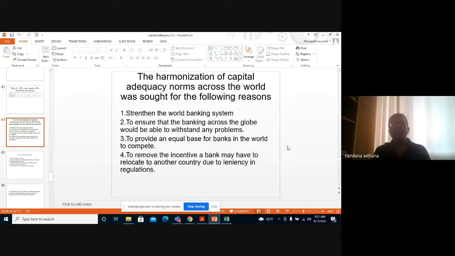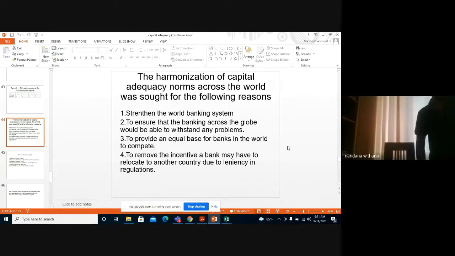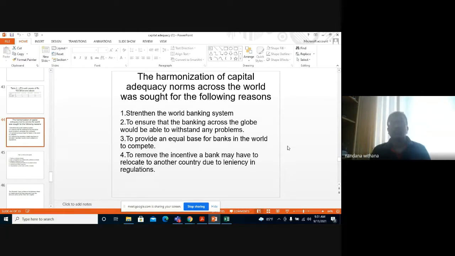Now, when it comes to capital adequacy, throughout the world, it is practiced. So throughout the world, the banking system is safe. Why? When one bank collapses, that will negatively affect another bank. Harmonization of capital adequacy norms across the world strengthens the world banking system. Okay, read it: to ensure that the banking across the globe would be able to withstand any problem.